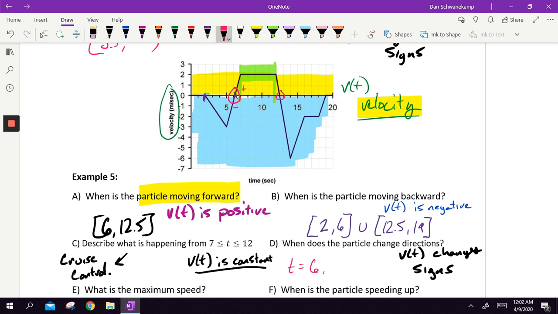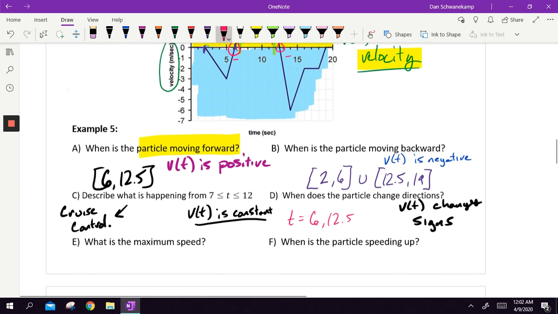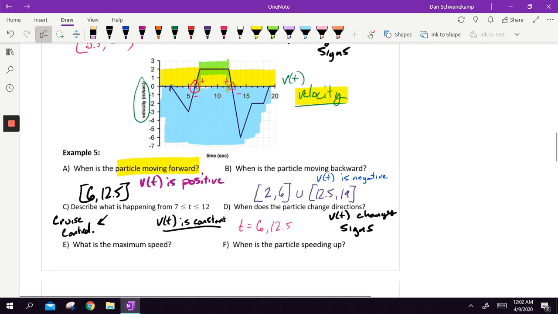At 12.5, it went from positive to negative. Velocity changed signs. If your velocity changes signs, that means you are changing directions, because a positive velocity means you're going forwards, and a negative velocity means you're going backwards. So if it changes signs, you're going to change directions.